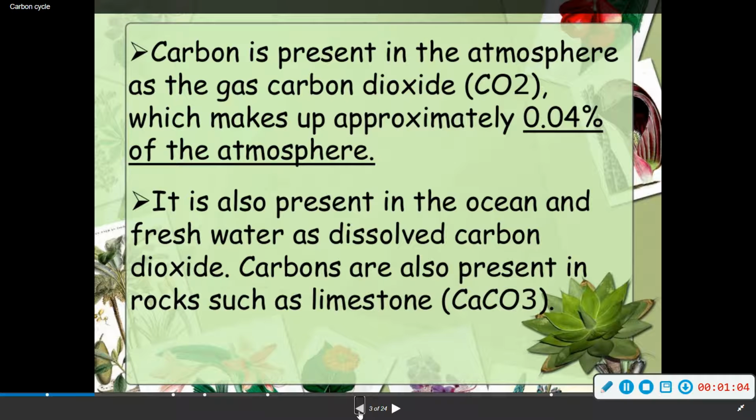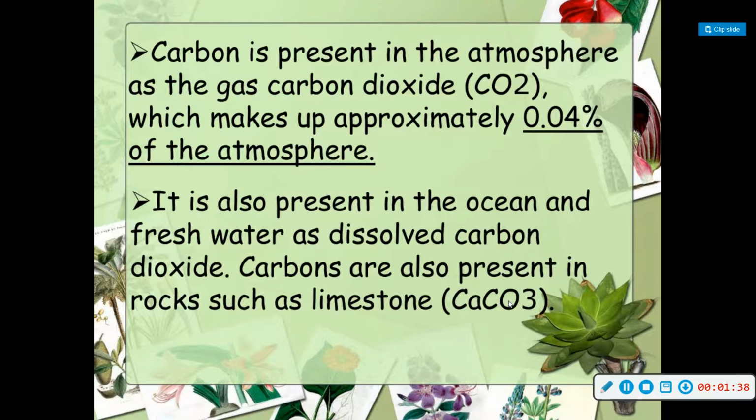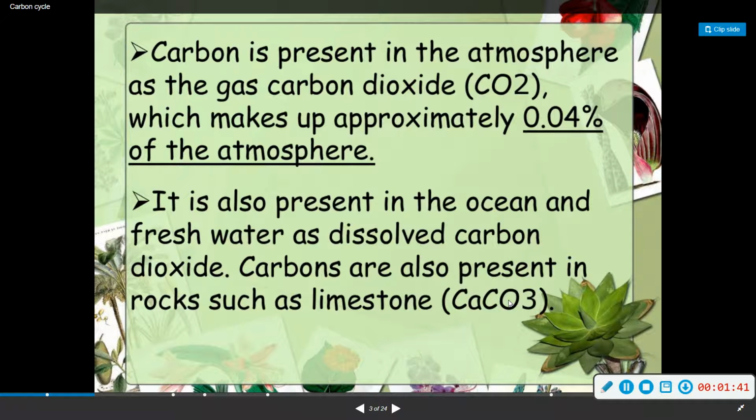So carbon is present in the atmosphere as the gas carbon dioxide, CO2, which makes up approximately 0.04% of the atmosphere. It is also present in the ocean and freshwater as dissolved carbon dioxide. Carbon is also present in rocks such as limestone, CaCO3. So this would be calcium, and I think that's carbonate. I want to say that's what limestone is, CO3. Y'all can double check me on that one.